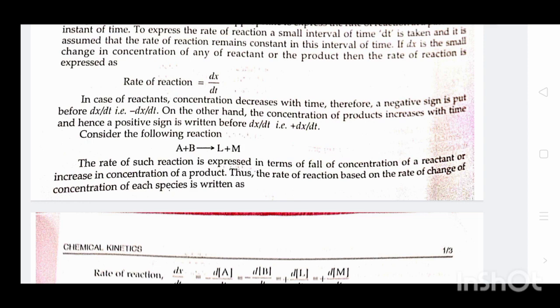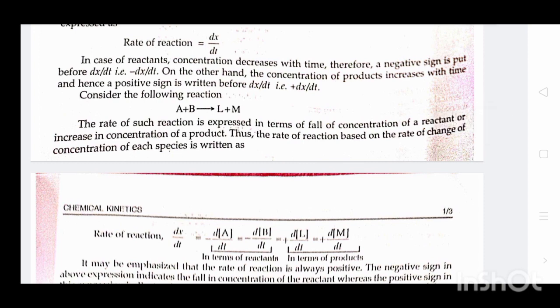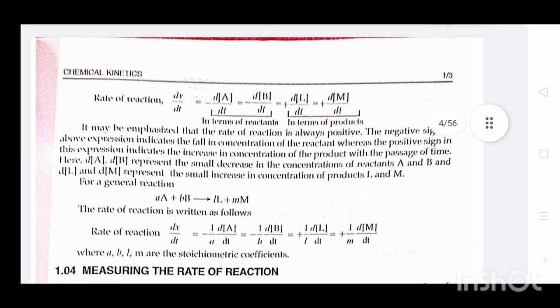Consider the following reaction: A plus B convert into L plus M. The rate of such a reaction is expressed in terms of fall in concentration of reactant or increase in concentration of product. Thus, the rate of reaction based on the rate of change of concentration of each species is written as: rate of reaction equals dx by dt equals minus d[A] divided by dt equals minus d[B] divided by dt equals plus d[L] by dt equals plus d[M] by dt.